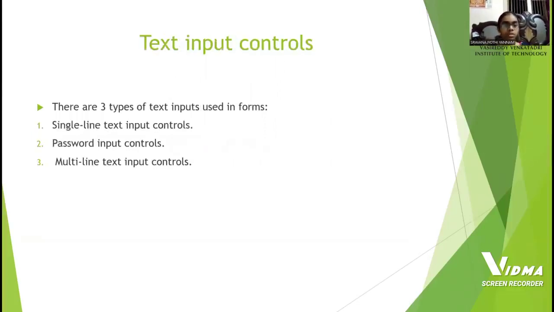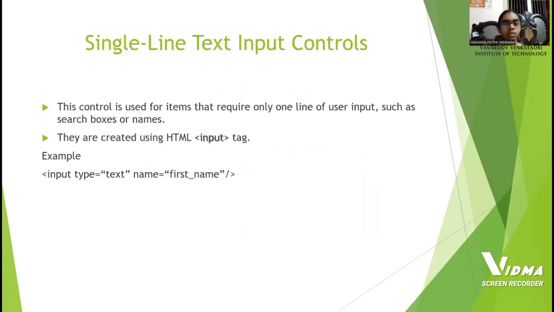Text input controls. There are three types of text inputs used in forms: single line text input controls, password input controls, and multi-line text input controls. Single line text input controls. This control is used for items that require only one line of user input, such as search boxes or names. They are created using the HTML input tag.